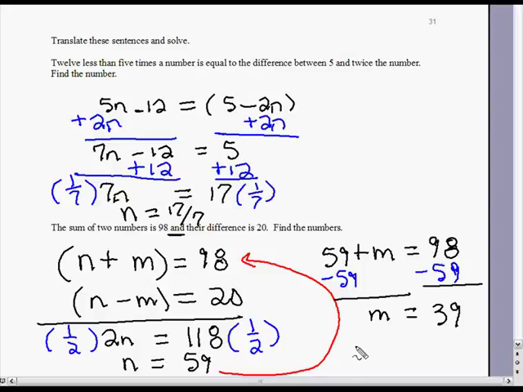So our two numbers, and it's important to end word problems with words, two numbers are 39 and 59.